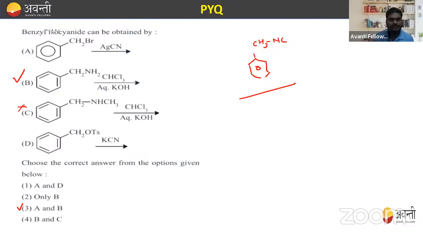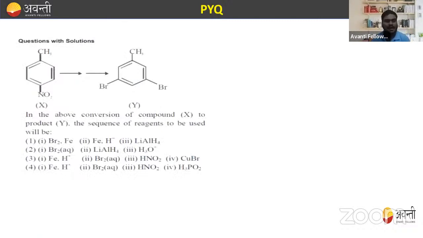Okay. Move to the next question, beta. For this question, we are given para-nitrotoluene, and we name it X. If you want to convert this into Y, in the above conversion, compound X is the reactant and Y is the product, and you have to find the sequence of reagents to be used. Out of these four options, you have to find the correct one by which you can prepare this.